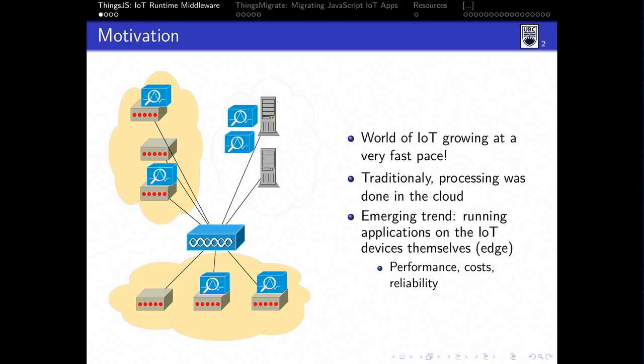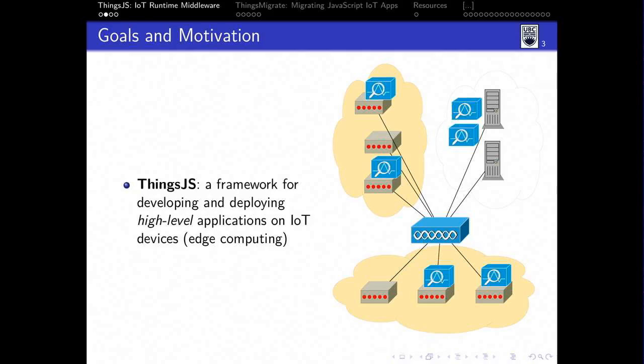If you do edge computing, you can run more complex tasks and benefit from the power that the devices themselves can offer, and you can use these collective devices to run more complex tasks on them. So this is the framework of our research. We started this project about 1.5 years ago. It's called Things.js. Things.js is a framework for developing and deploying high-level applications on IoT devices. So we want to be able to do edge computing. We chose JavaScript, believe it or not.